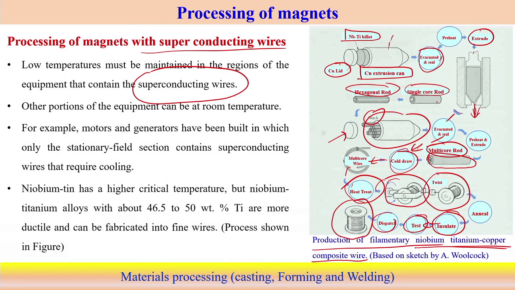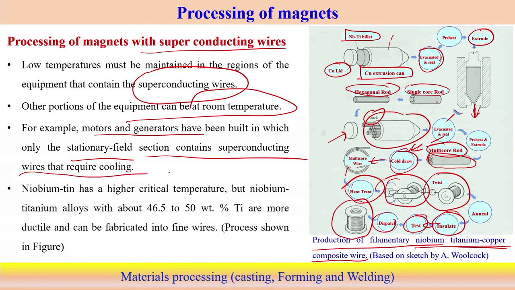Therefore in this case we perform the cold drawing operation, and we usually follow the cold extrusion process. But other portions of the equipment can be at room temperature. So the particular superconducting part can be at very low temperature, and other operations can be performed at room temperature. For example, motors and generators are built in which only the stationary field section contains the superconducting wires that require cooling. So in motors and generators also we use the superconducting wire, and in those cases we try to maintain a very low temperature.